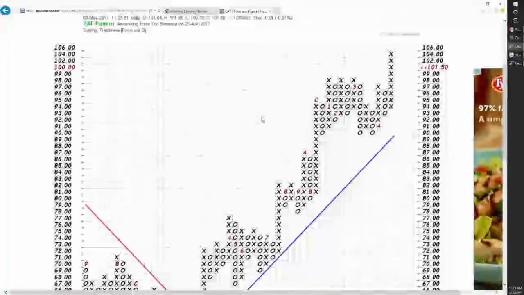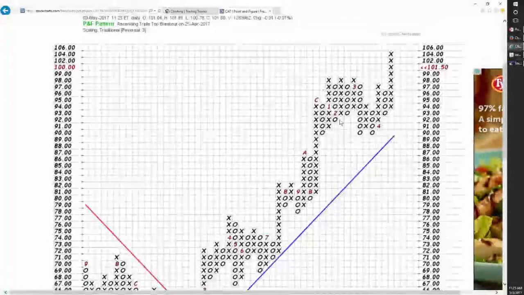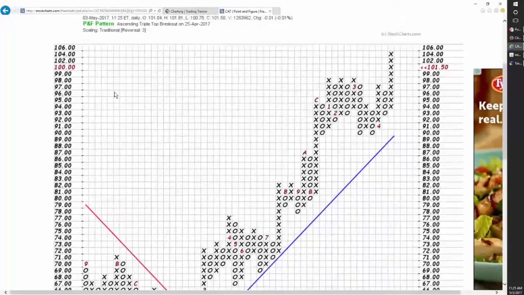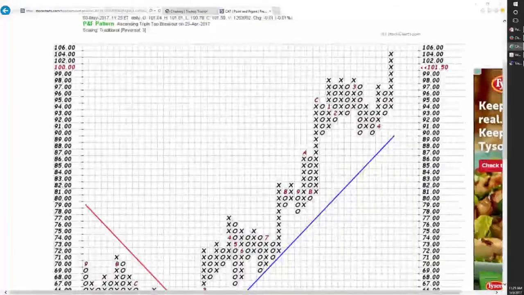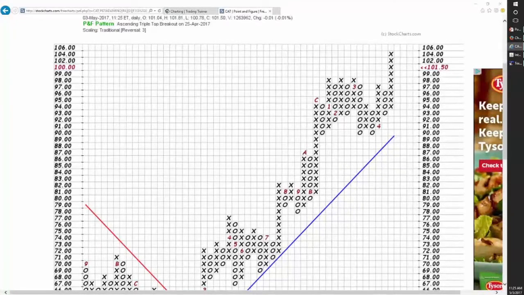So again, with my point and figure chart, I ideally would want to see things going sideways. What's a point and figure chart? How many, with a show of hands, have familiarity with point and figure charts? How many, with a show of hands, point and figure charts are not something that's in your toolkit?